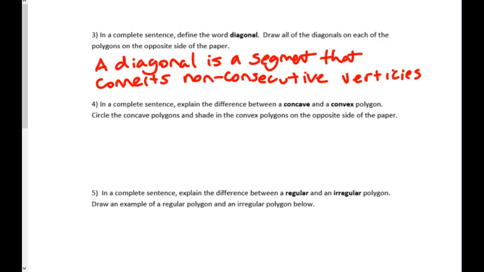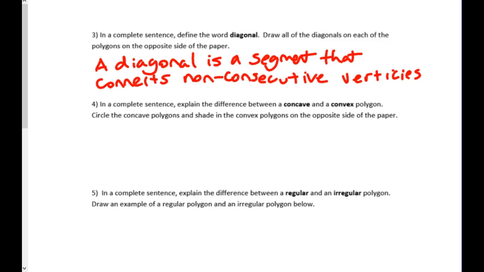It's vertices. The plural of vertex is vertices, right? So a diagonal is a segment that connects non-consecutive vertices. And that says connects. I know that C is kind of sketchy and whatever. Now we have instructions on this.